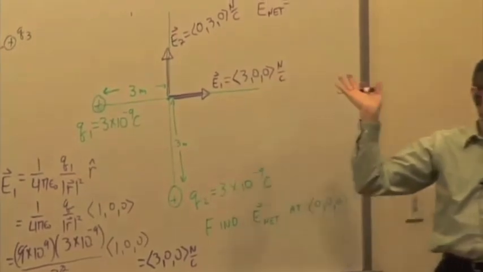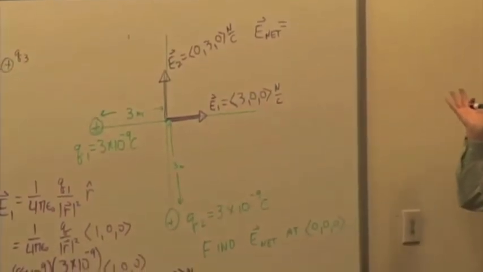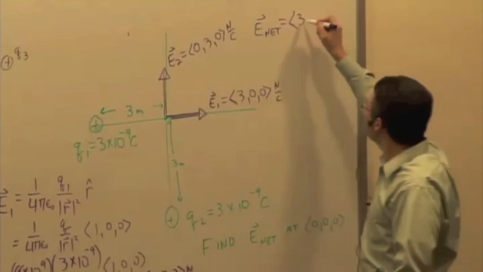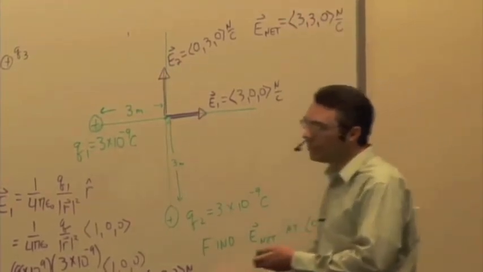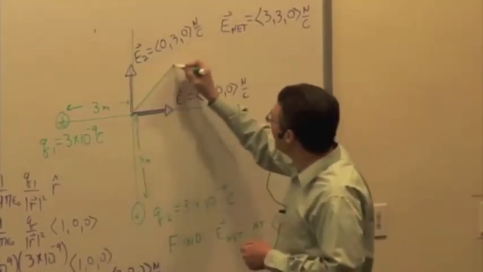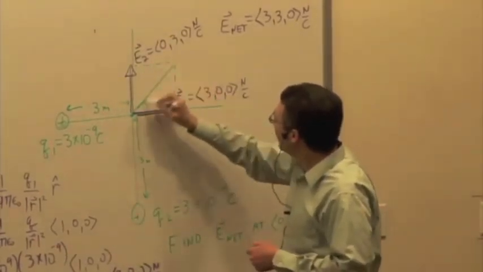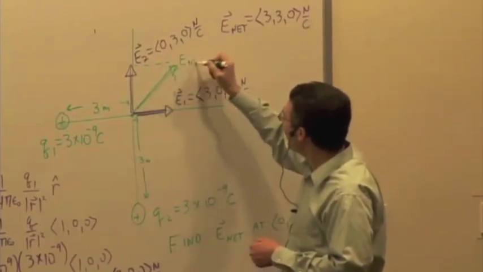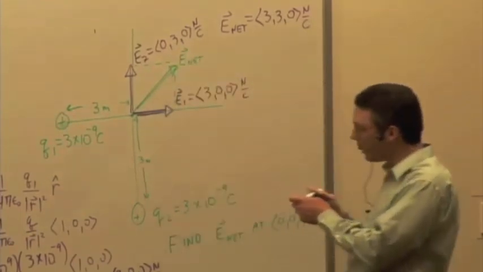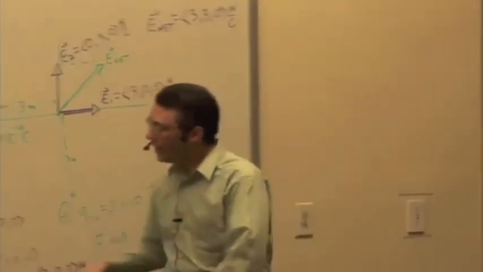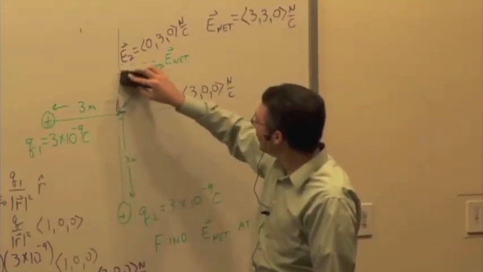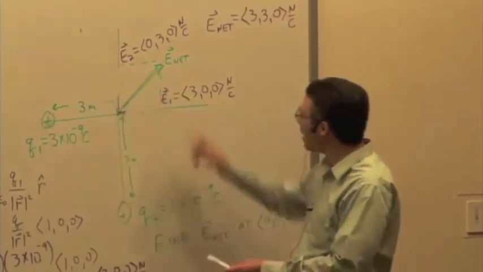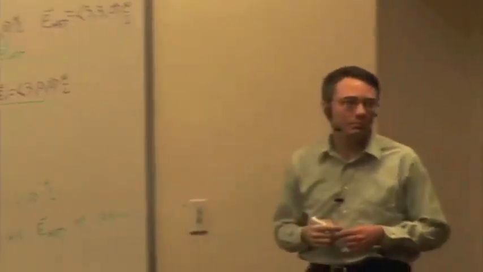What's E net? 3, 3, 0. Okay, so adding those two vectors together, I get a net electric field pointing that way, right? So that's the total electric field, or the net electric field, that I would measure at that location due to those two charges. And again, we can erase these just to show that there's only one single electric field that we're going to measure, and that is E net. Okay? Questions? Get the idea?